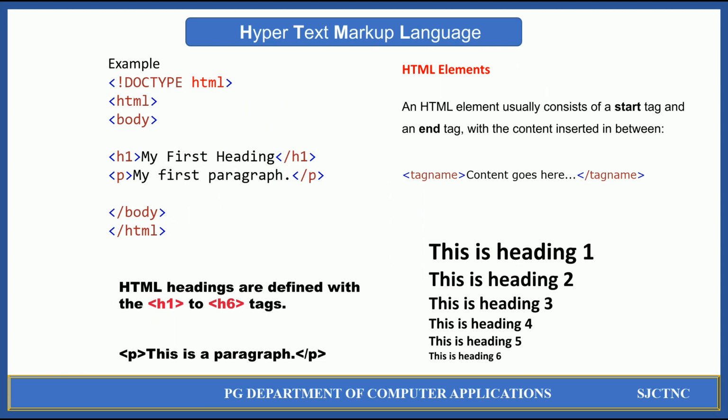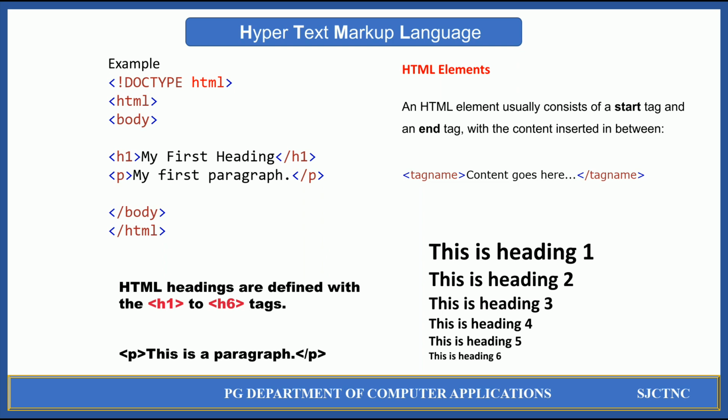Then we will see what HTML elements are. I already said that an HTML element usually consists of a starting tag and an ending tag. Starting element and ending element. Here we can see a simple HTML file.